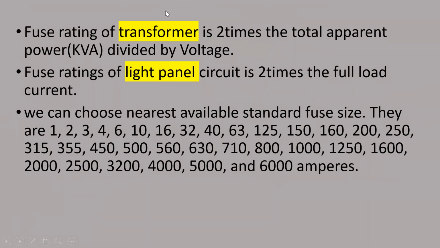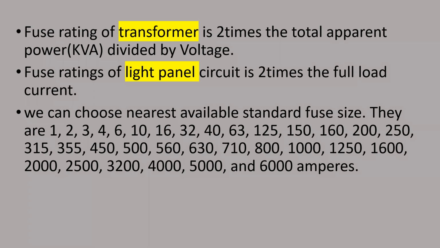This slide is for your transformers. What will be the fuse rating of a three-phase transformer? For a transformer, we don't rate it in kW, we rate it in kVA, because the losses we represent in voltage and current only, voltage and amperes, VA. We don't rate it in kW. We always rate it in kVA, which is called apparent power. So apparent power divided by the voltage, into 2 times, will give you the fuse rating of the particular transformer.